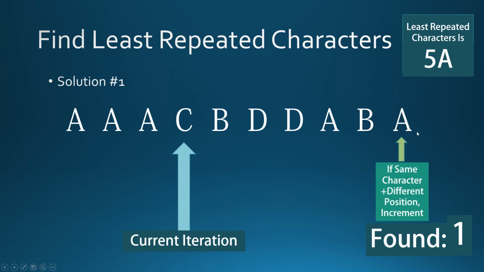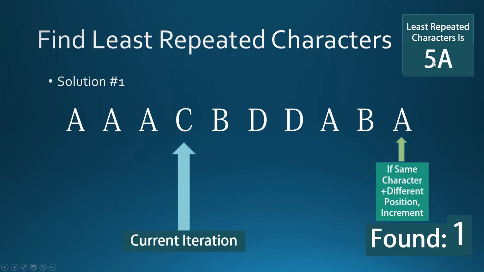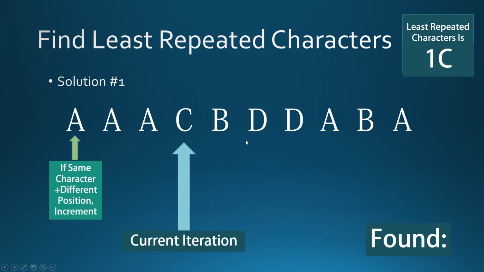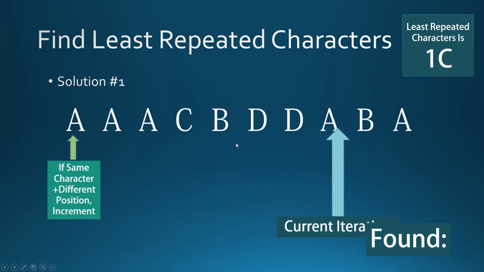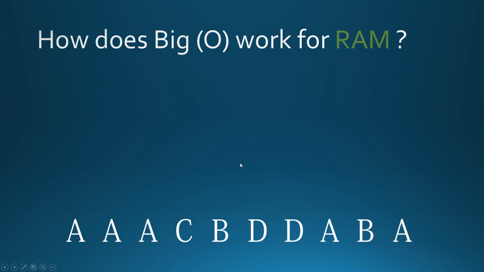We're taking more steps, just pointless steps, just for the sake of this iteration. Now the least repeated character is 1C, because we found one, which is smaller than this 5, so we replace it. Now the current iteration moves one step to become B, and then D, until we reach the point of A. That's the solution number 1. We're taking a lot of steps, which is not useful. It's pointless.